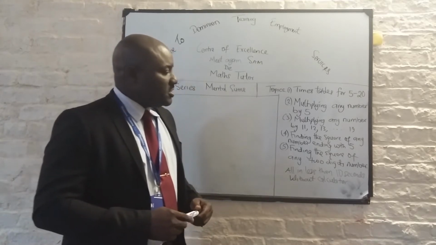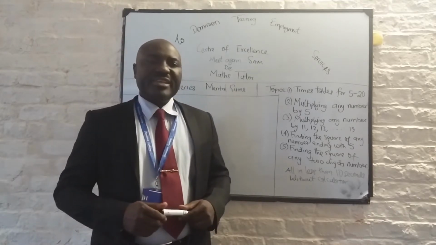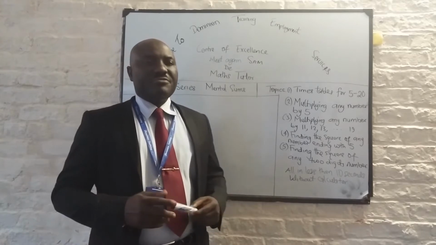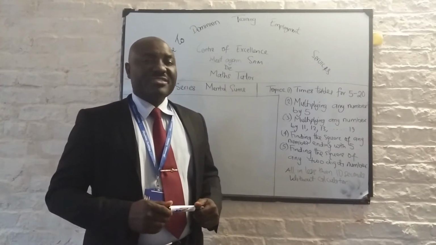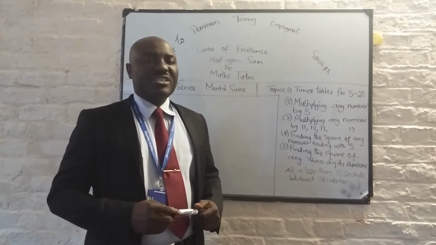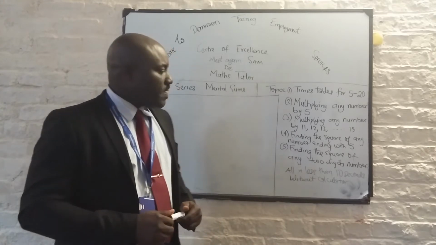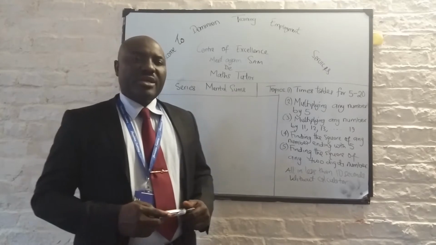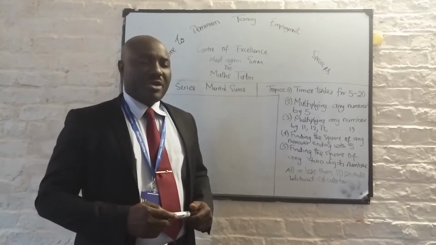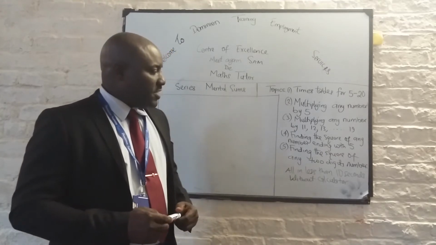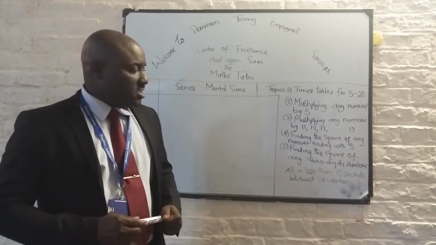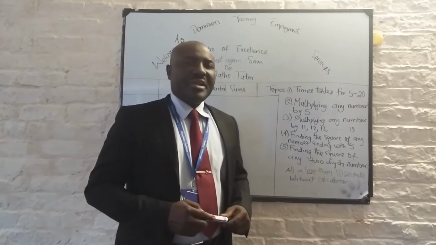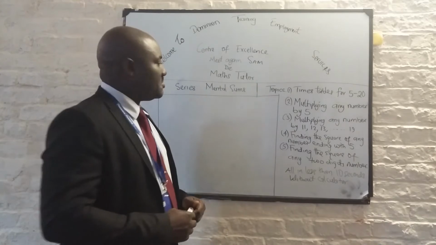We'll also be finding the square of any number ending with 5. This is magical. Within 5 seconds, you can find the square of any number ending with 5. We'll also be looking at finding the square of any 2-digit number. If you are ready, go along with me.